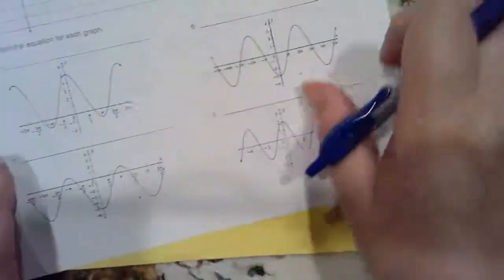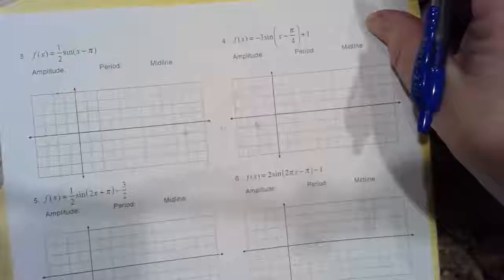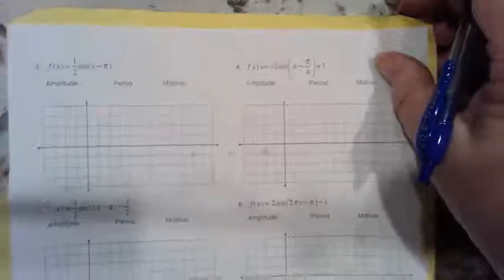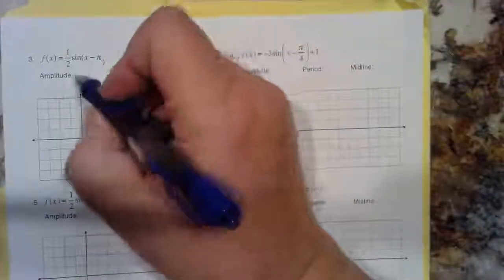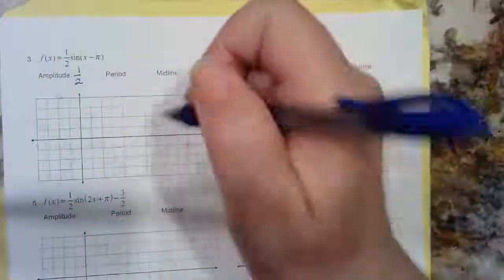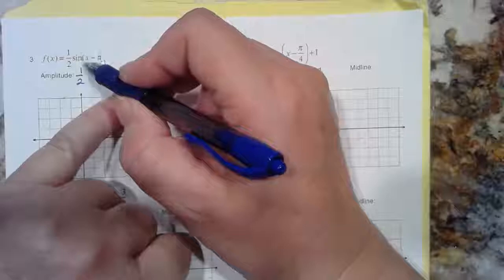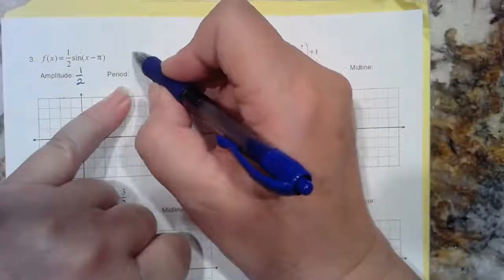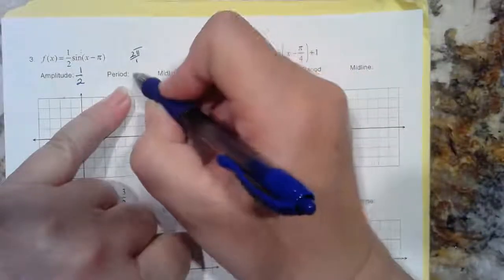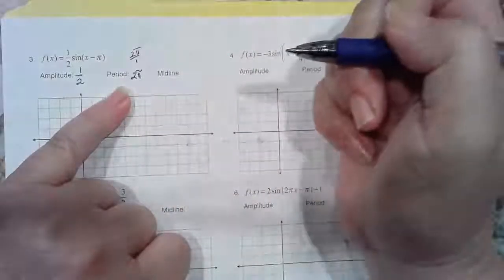So I'll go to the back side. So the first thing, notice that you have amplitude is, oops, you can't even see, sorry about that. You have amplitude is 1/2. My period is, and this is an invisible 1 here in front, so it's going to be 2 pi over 1, so my period is just going to be 2 pi.